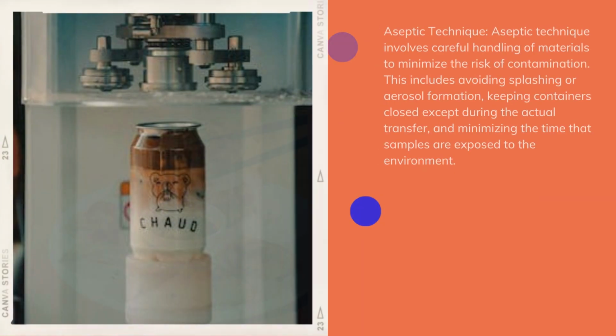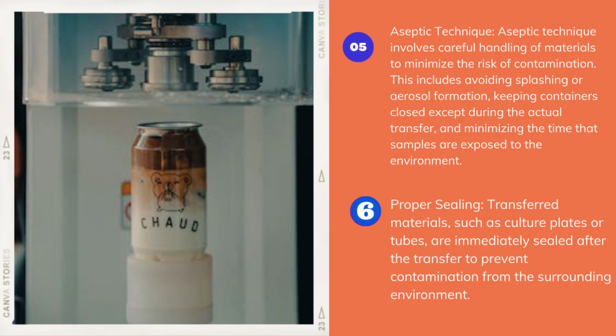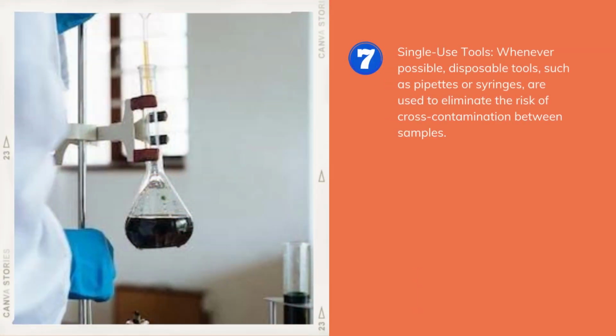Sixth, proper sealing. Transfer materials such as culture plate or tubes are immediately sealed after the transfer to prevent contamination from the surrounding environment. Seventh, single-use tools. Whenever possible, disposable tools such as pipettes and syringes are used to eliminate the risk of cross-contamination between samples.